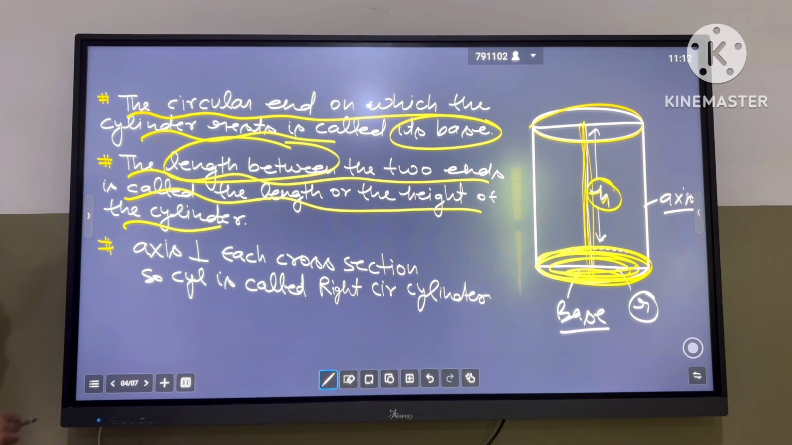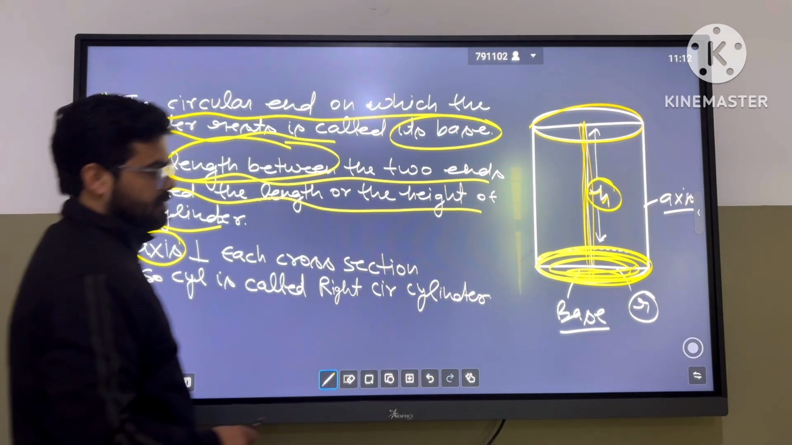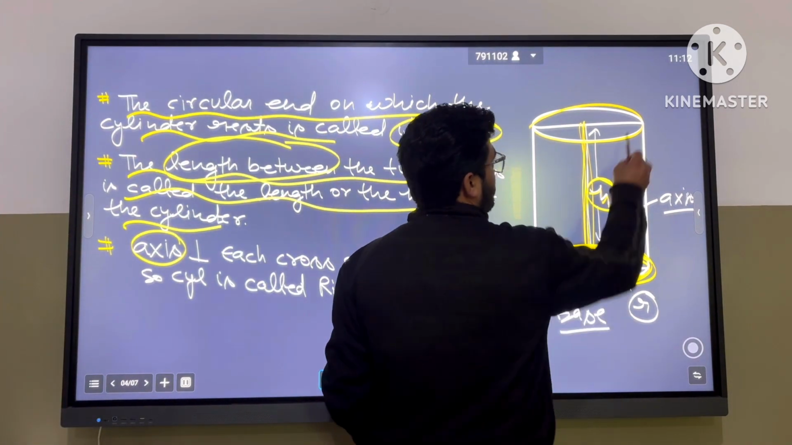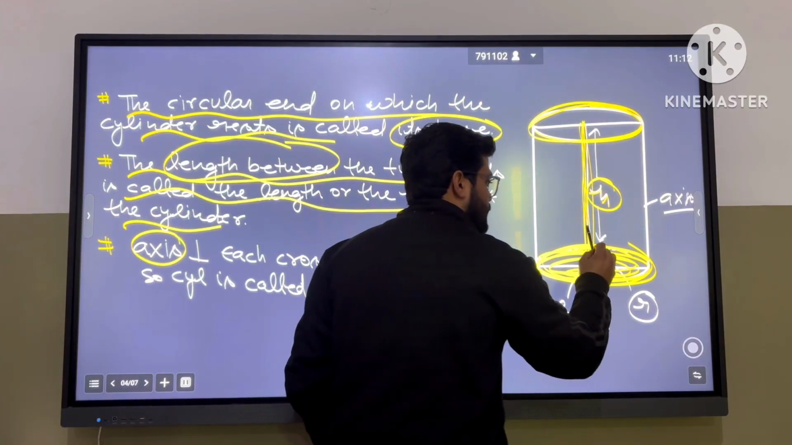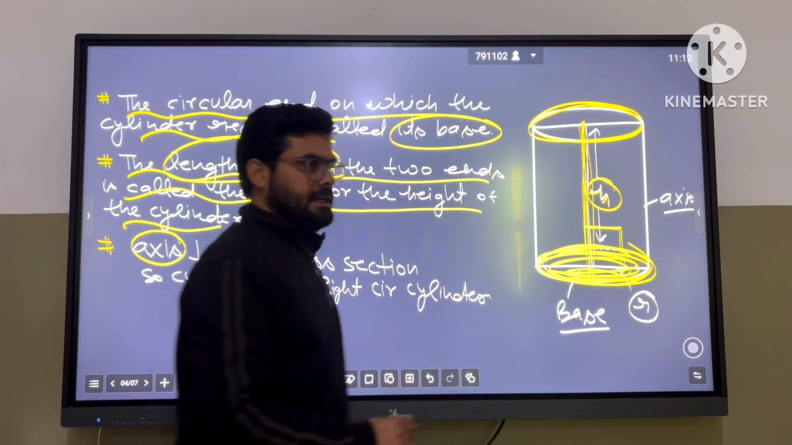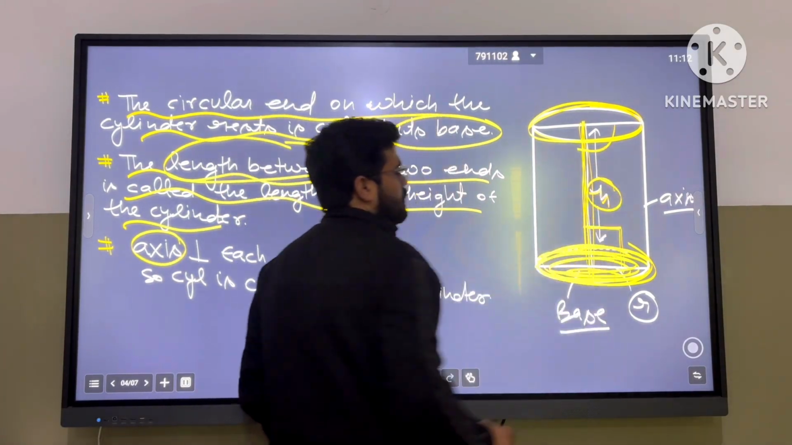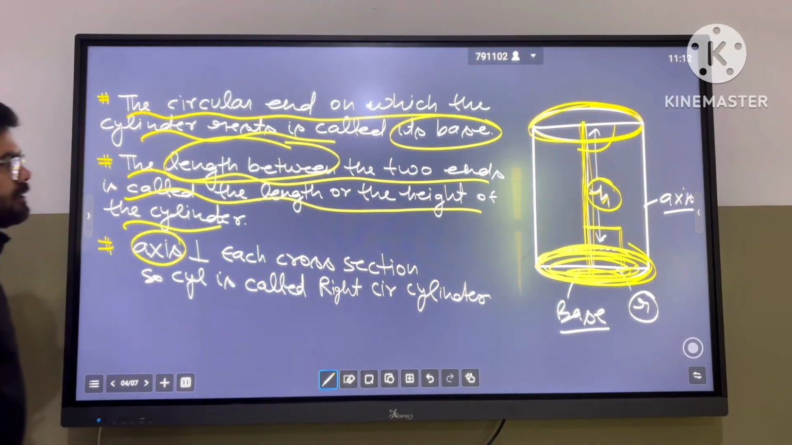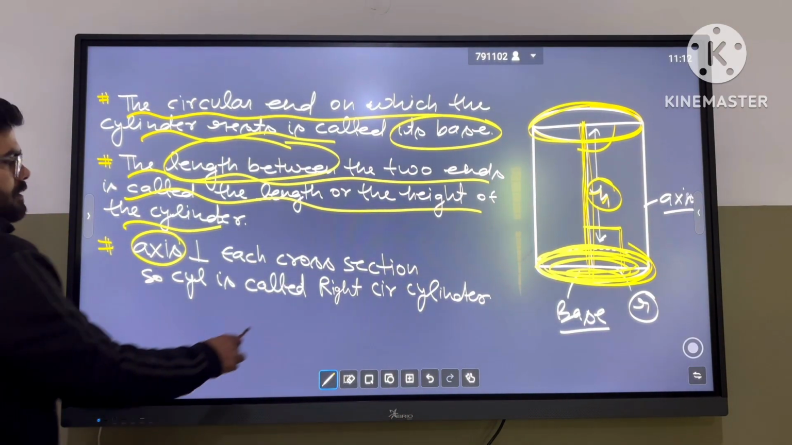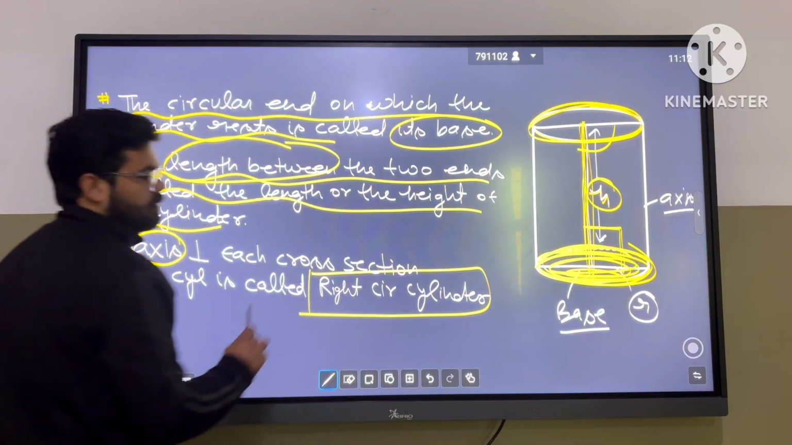The last one: the axis is perpendicular to each cross section. This is the first cross section, and this is the second cross section, and the axis is perpendicular to these cross sections. So this cylinder is known as a right circular cylinder.